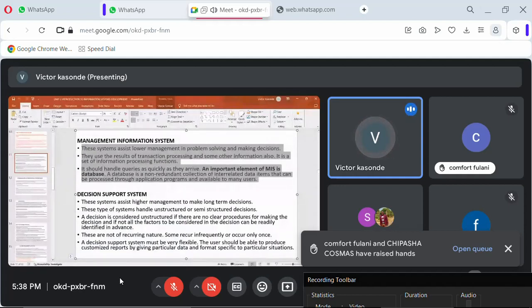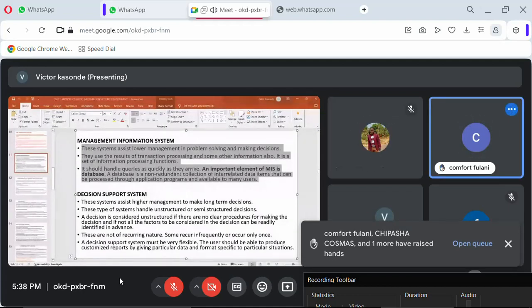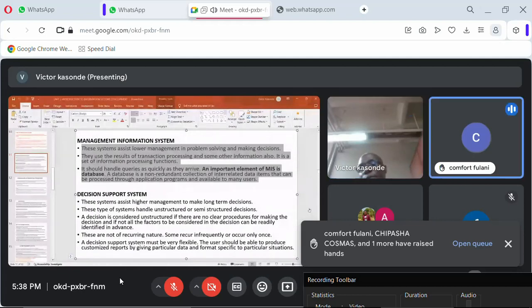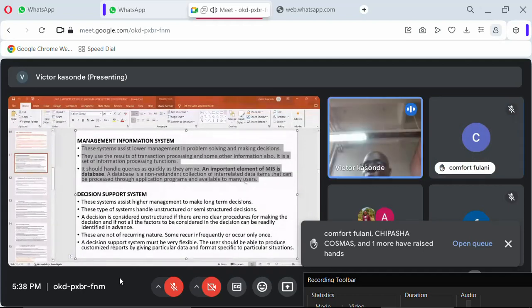Is it making sense, madam? Yes. Is it making sense? Yes, it is. Okay, are you clear, or you need more explanation? I think it's clear for now. Okay, better. I can see the hand of Alinane Sulungwe. What is troubling you, madam?